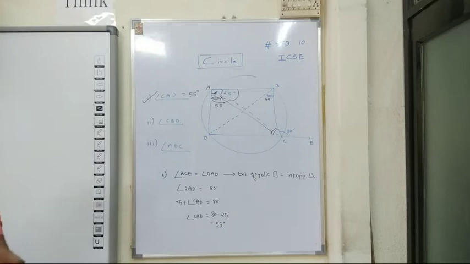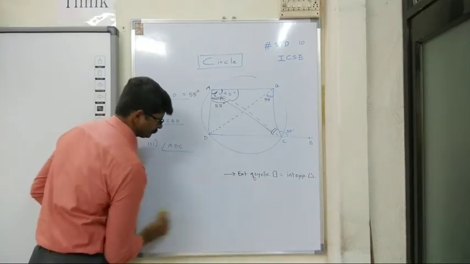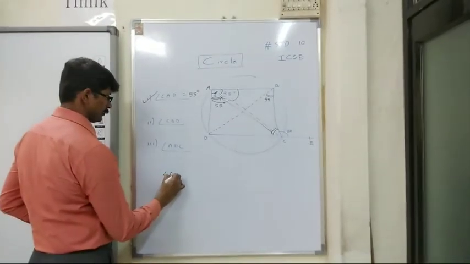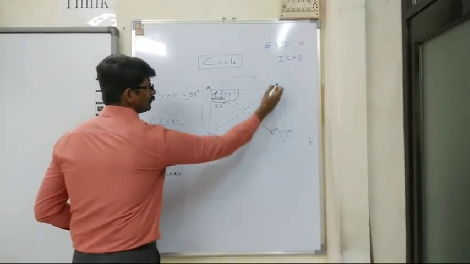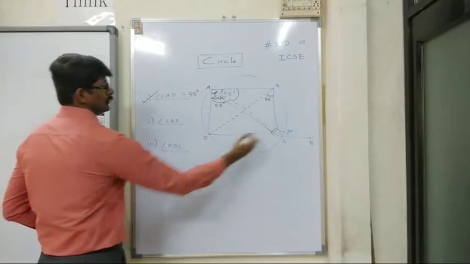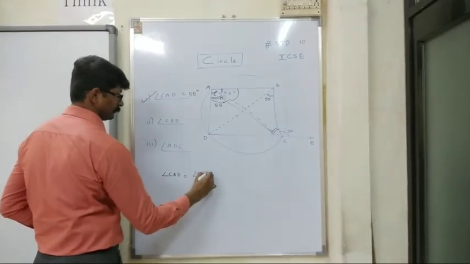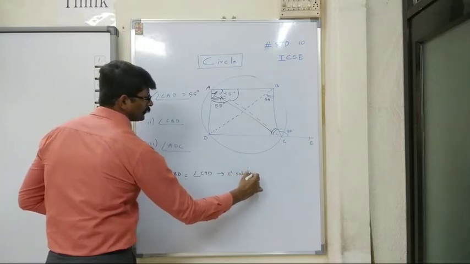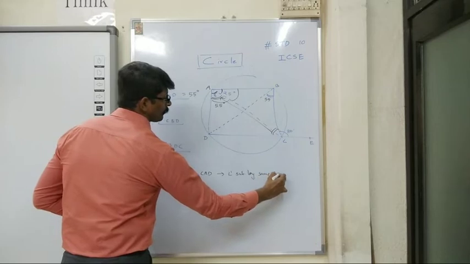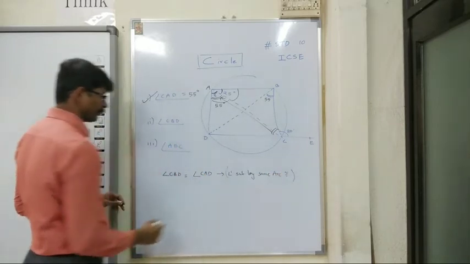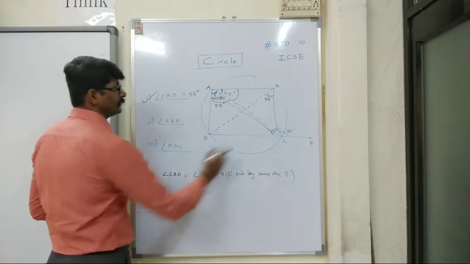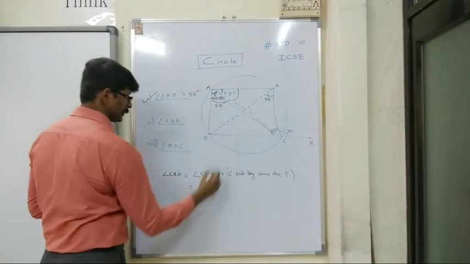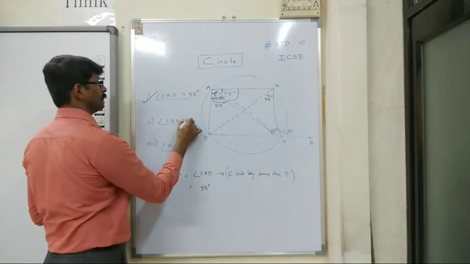I'll just clear this part of the board. So angle CBD is equal to angle CAD. Angles subtended by the same arc are always congruent. So what is angle CBD? CBD is going to be CAD, that is 55 degrees. So even this is 55 degrees.